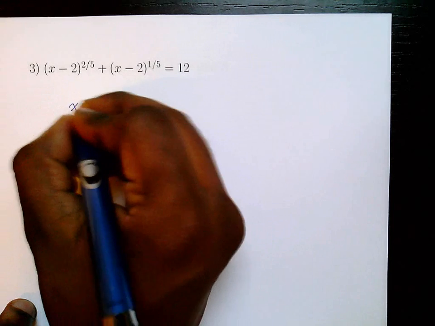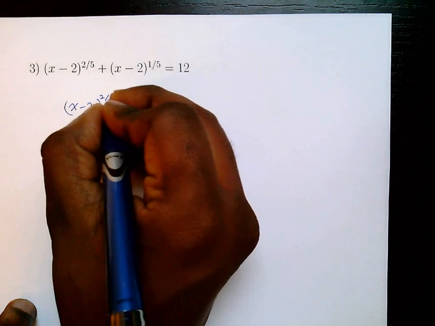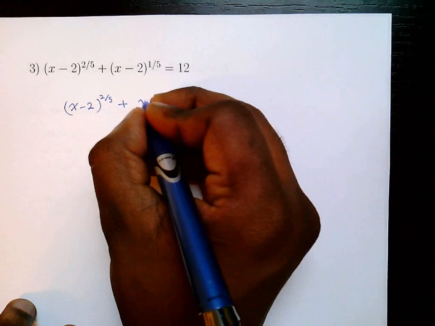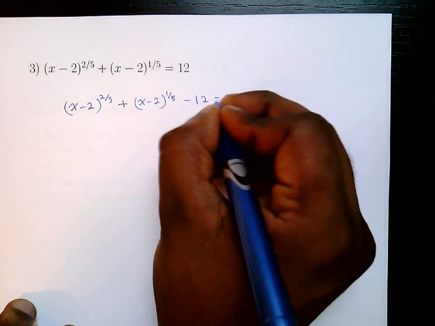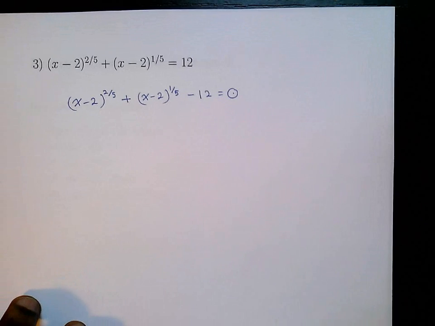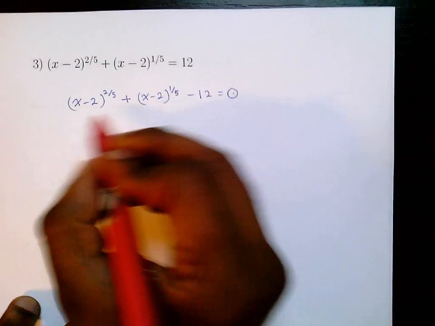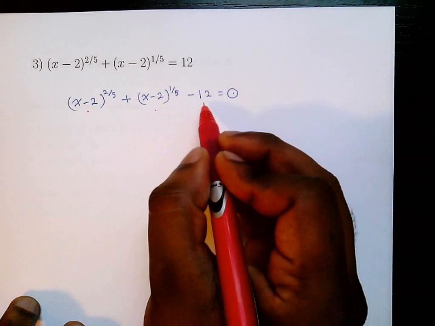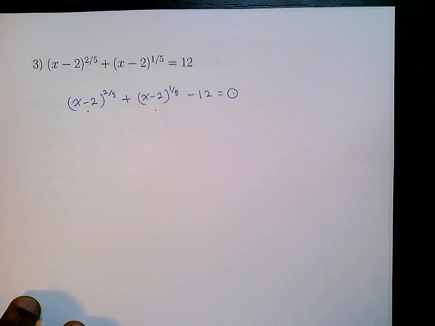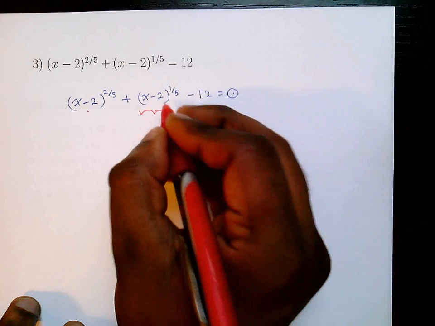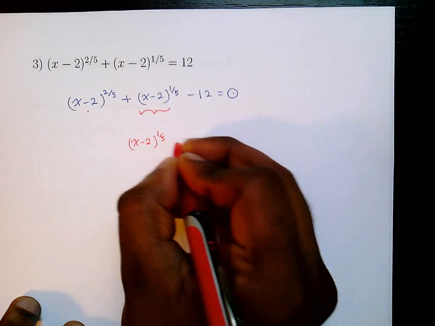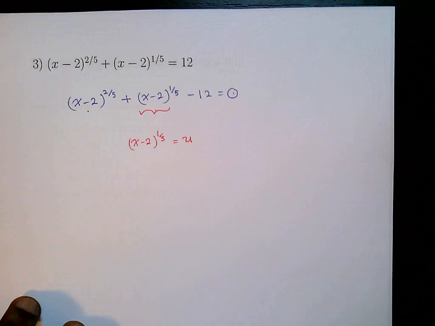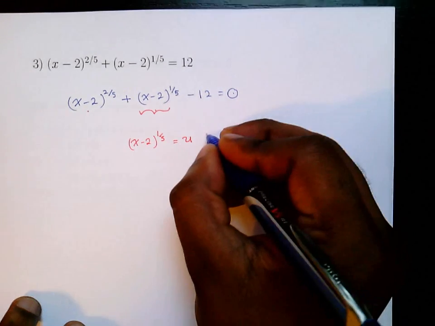Again, you can see that is x minus 2 to the power 2/5 plus x minus 2 to the power 1/5 minus 12 equals 0. Again, that looks like a quadratic equation because it's something squared plus something minus 12. And you need to figure out what that something is. In here, it would be x minus 2 to the power 1/5. That is your substitution step.